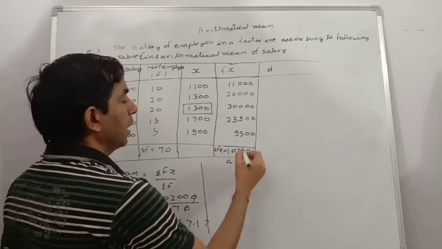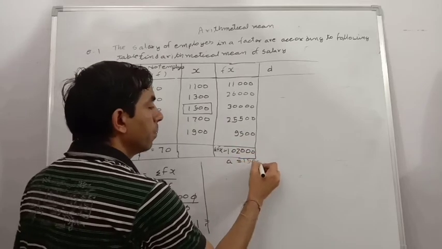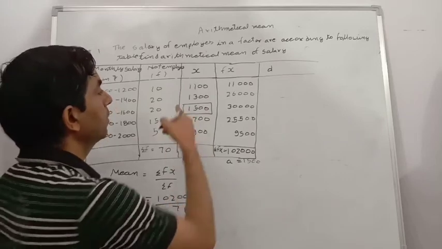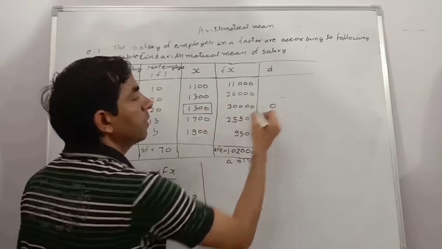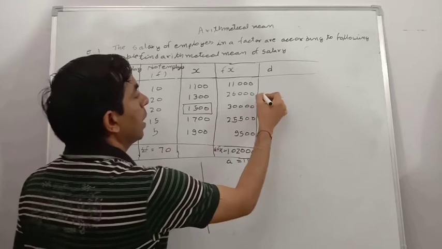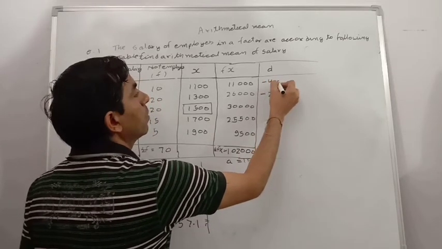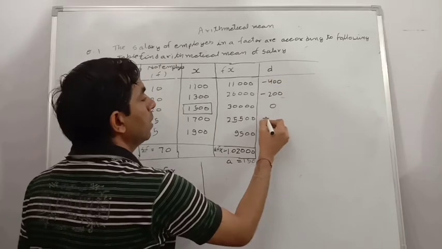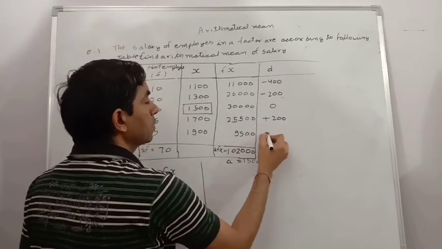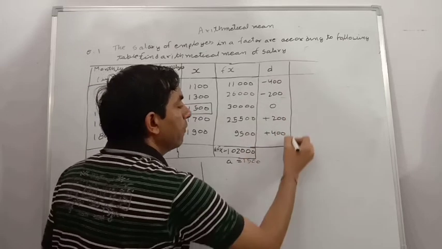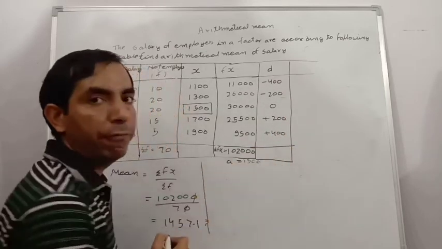So we subtract 1,500 from each term. Then we get minus 400, minus 200, 0, plus 200, plus 400. This is D. Now we find fD.